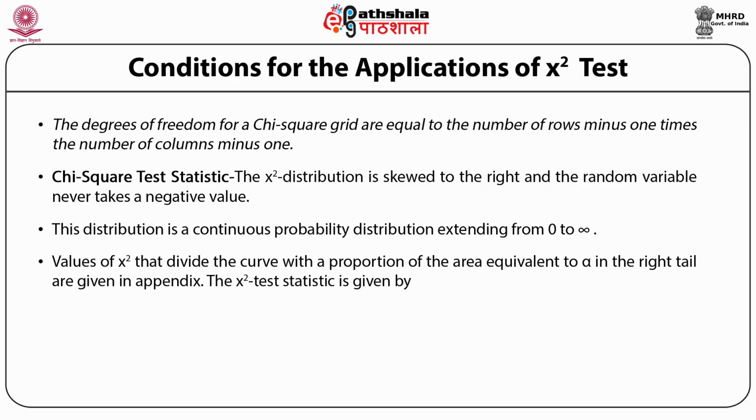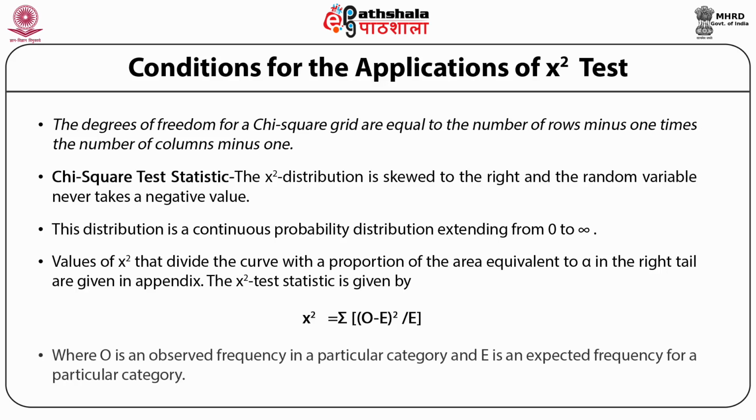The chi-square test statistic is given by the square of the difference between the observed and the expected value, divided by the expected value for the respective rows and columns, and then we add all of them up. So it is a summation of the square of the difference between the observed and the expected value divided by the respective expected value, where O is the observed frequency in a particular category and E is the expected frequency for that particular category.